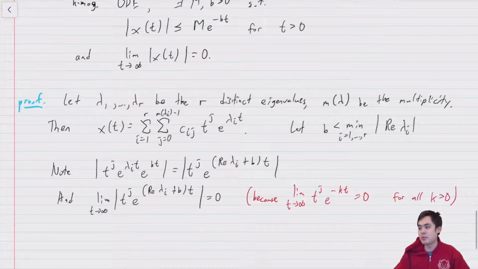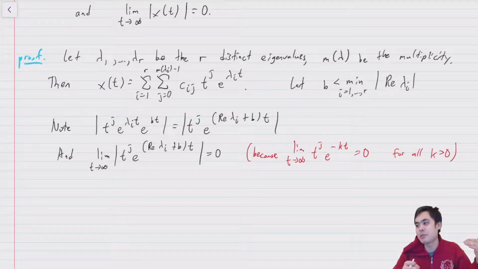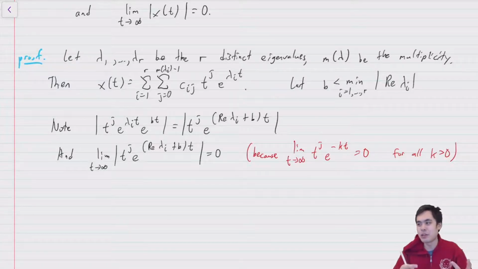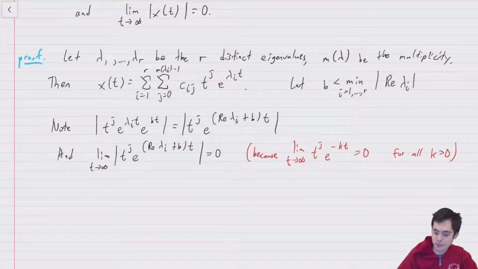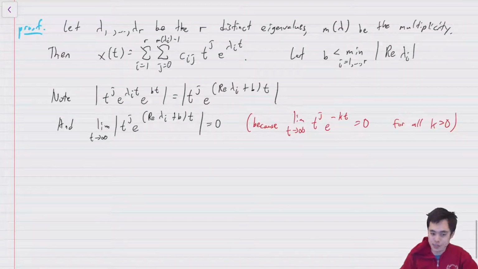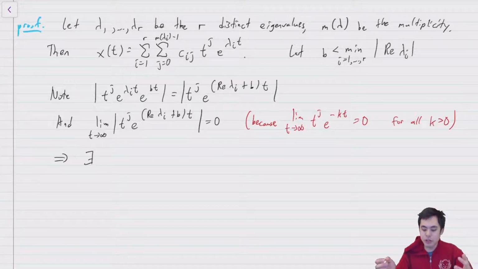So this is basically just saying that if something's going exponentially fast to 0, even if you're multiplying it by something that's growing polynomially fast, it's still going to go to 0, because exponential growth is, well, bigger than polynomial growth. And that's something you can check using standard calculus techniques. So we're going to take that for granted here.